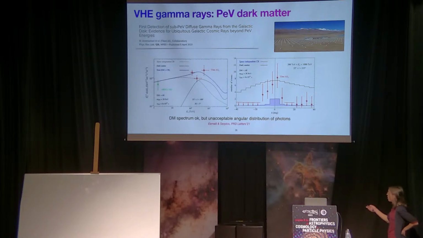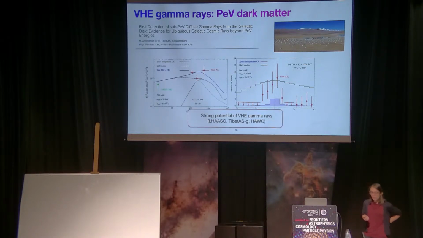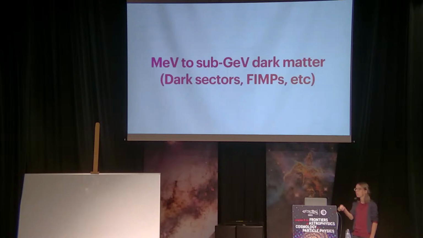So it's always important to also look at the spatial distribution of your signal compared with the data, and not only at the spectrum. And I'd like to mention here that there is a very strong potential of very high energy gamma rays and neutrinos to constrain heavy, let's say, PeV dark matter. So watch out for this kind of instrument in the future.